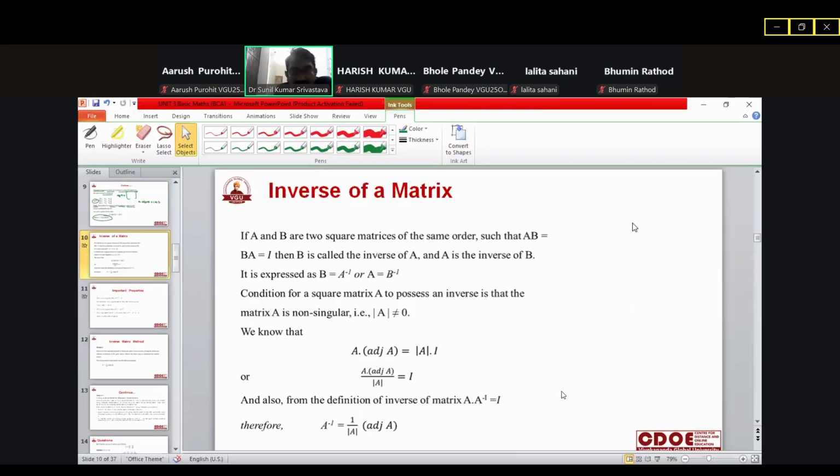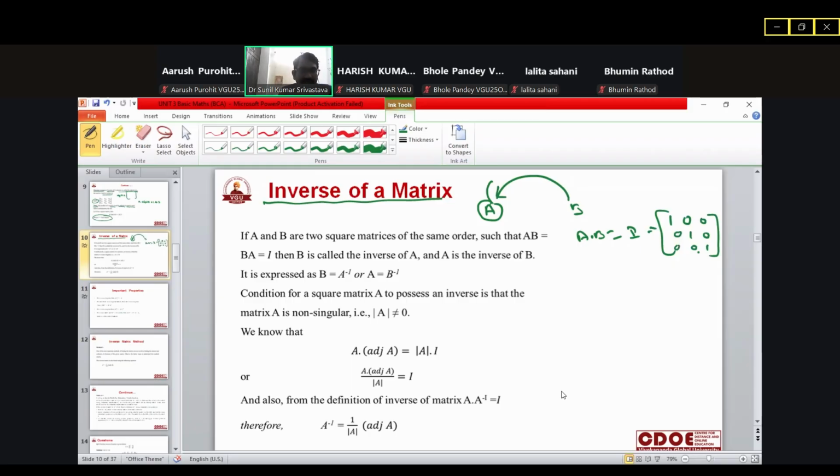Now, if we have understood the concept of the adjoint of a matrix, we can next move to the concept of the inverse of a matrix. That is the most important part. Inverse of a matrix. The simple definition is that suppose we have a matrix A and another matrix B, then we say B is the inverse of the matrix A if the product of both matrices is the identity matrix of the same order. That means the diagonal will be 1 and other elements will be 0. This is the form of the identity matrix.